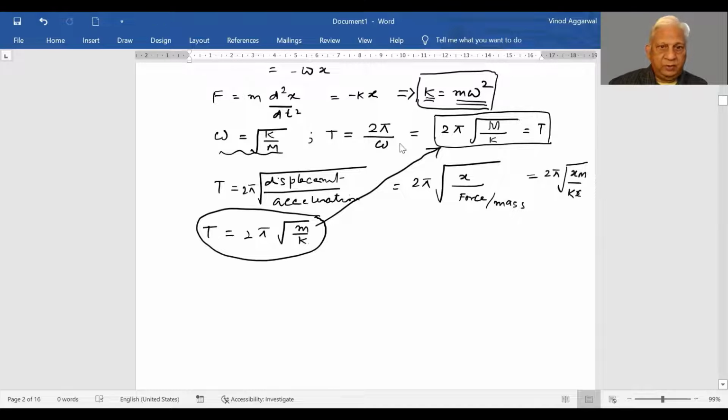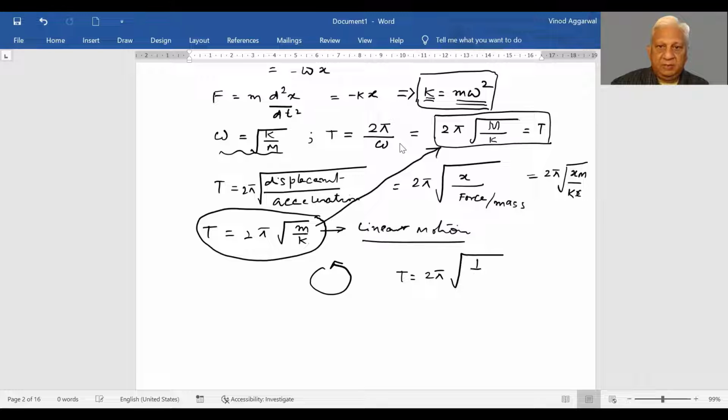Now, this was for when the body was executing a linear motion. What if the body is executing a circular motion? Then what we get is T is equal to 2 pi root I by k: m gets replaced by moment of inertia, k remains k. This is for rotating bodies.